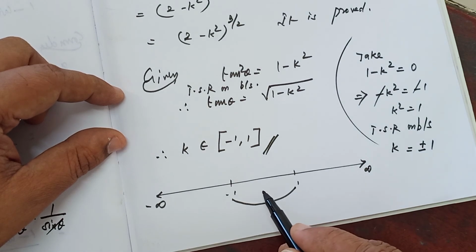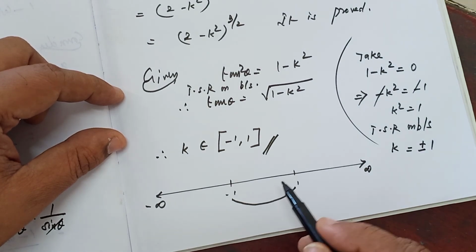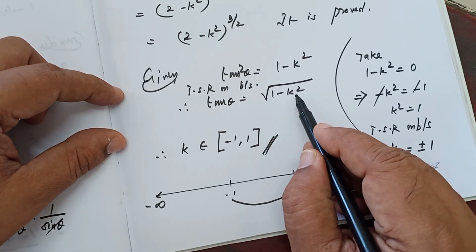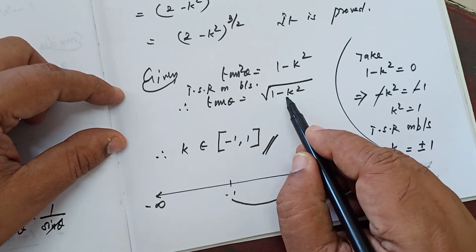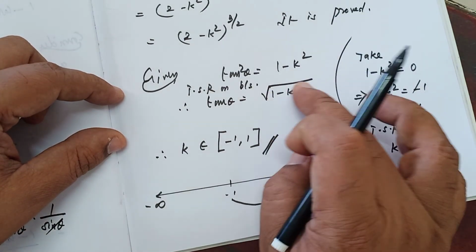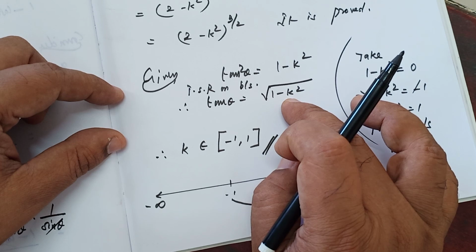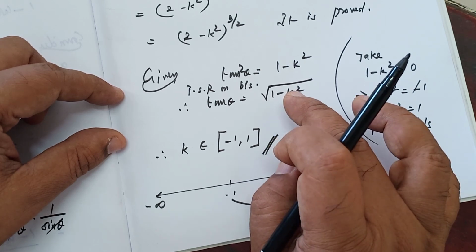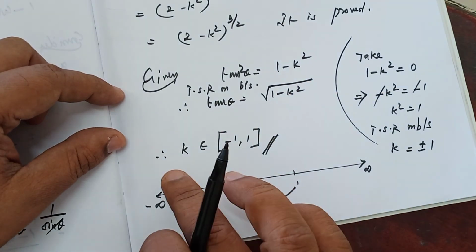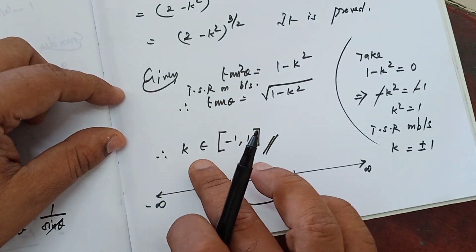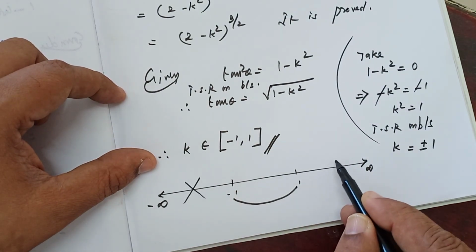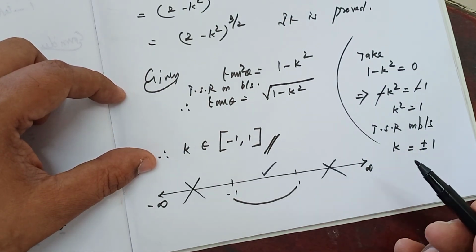Suppose I take 0.5. 0.5 the whole square is equal to 0.25. 1 minus 0.25 is equal to 0.75. Once again a positive value. So in between you can consider any values. Here it will be positive only. If it is negative inside the square root, no chance of finding the value of theta. Therefore the k values lie from minus 1 to plus 1. Here no chance, here no chance, here only possible.